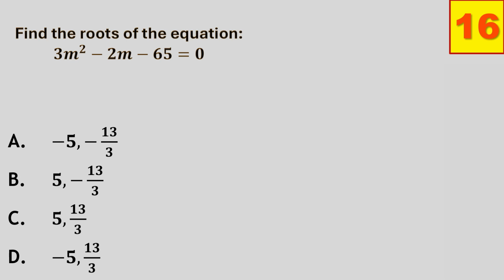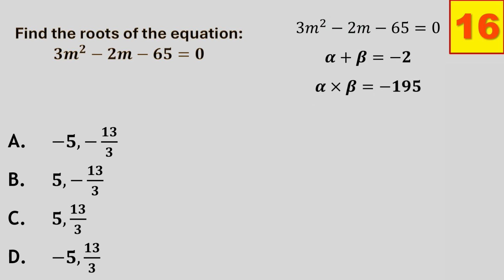Finding the roots of this equation is the same as simply finding the value of m. Using the factorization method, we need two numbers that when added together equals -2, but when multiplied equals the result of 3 times -65. These numbers are 13 and -15.